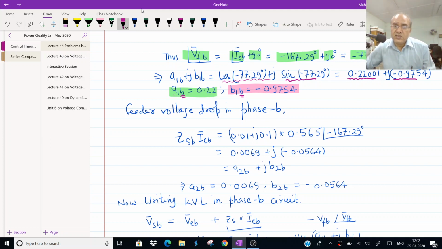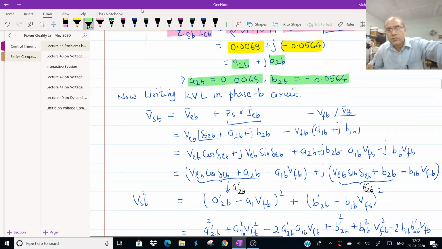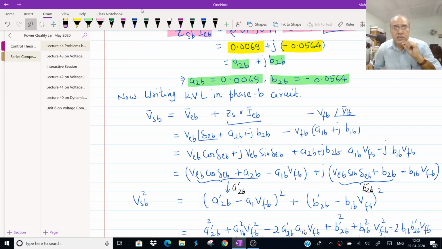Now once we know this A1 and B1, the next step is to find the voltage drop in phase B. The voltage drop in phase B is nothing but ZSB into ILB, which is 0.01 plus j0.1 into 0.565. This is the current, and you simplify this, you will get the real part of this and the imaginary part of this, which further means that this is A2B, this is B2B. Therefore, A2B is 0.0069 and B2B is minus 0.0564.